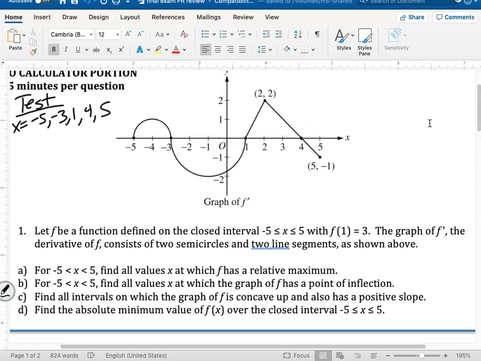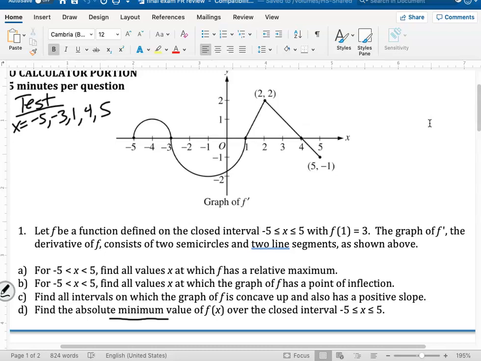Is what undefined? f prime? I see a point right there. It's even labeled 2, 2. How could it be undefined if there's a point? What's undefined at x equals 2? f double prime, right? The derivative of f prime is undefined. However, f prime is defined, which means f also has to be defined. Okay, good question.